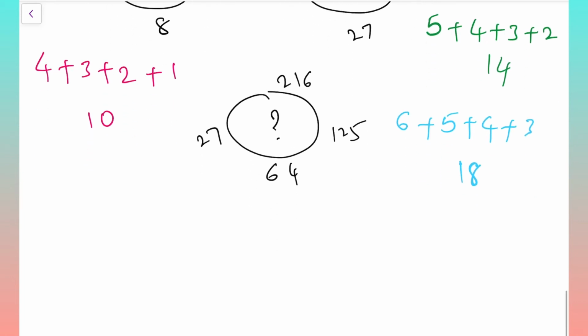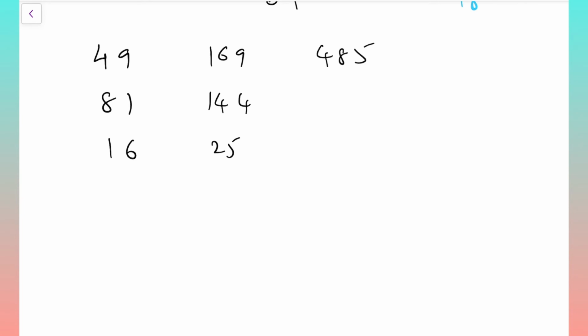Okay, let's move to next question then. 49, 81, 16, 169, 144, 25, then 484, sorry, not 85, 84 it is. 484, then 625. What is the next number in that? Okay, now let us apply, check clearly.